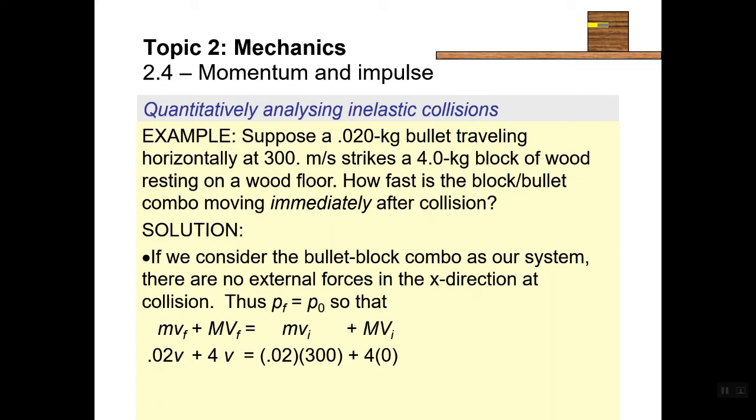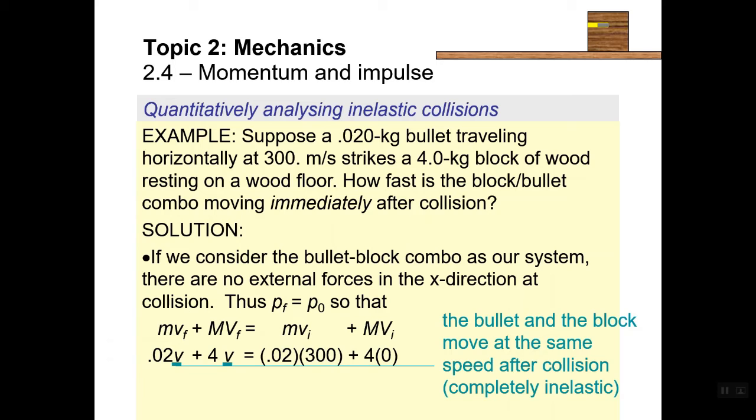We substitute values: 0.02 times v plus 4 times v. This is the final momentum of the system, and it equals the initial momentum of the system, 0.02 times 300 plus 4 times 0. Initially the block is at rest. So the bullet and block move at the same speed after collision. That's why they have the same speed. Final speed equals 1.5 meters per second.